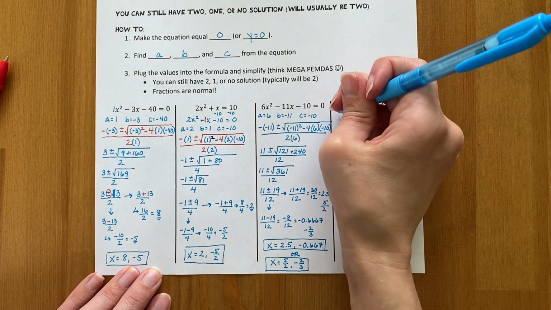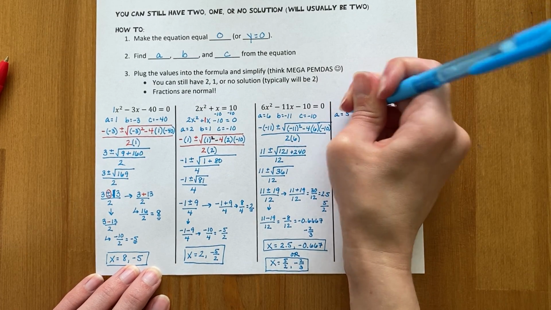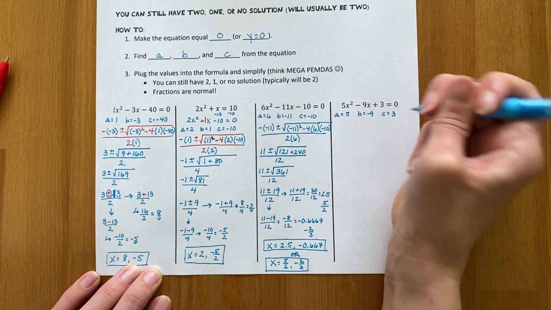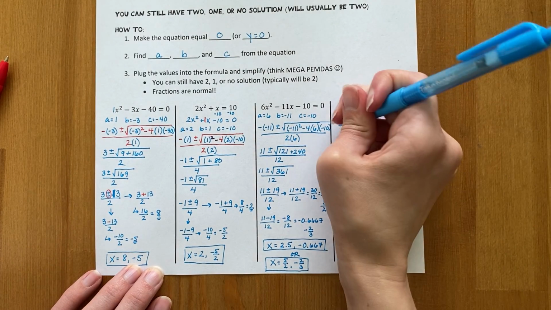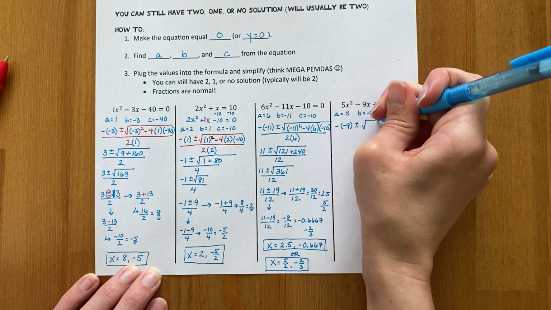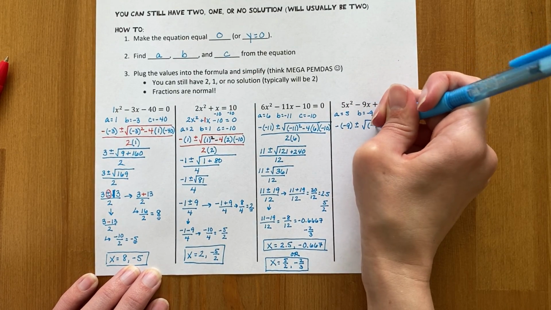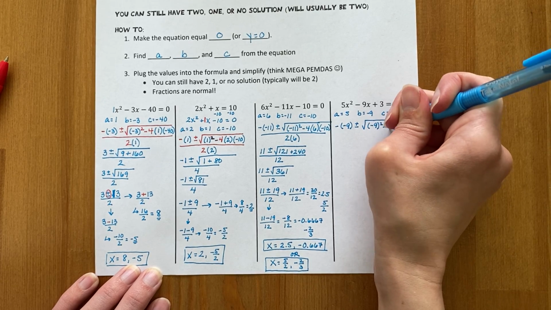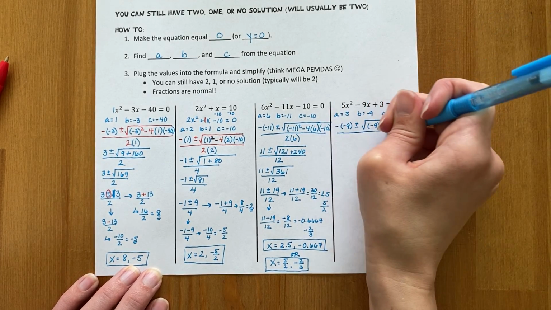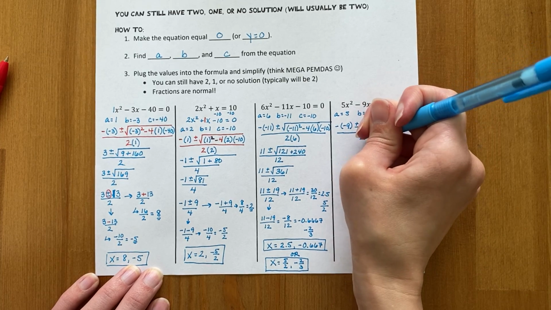All right, so if I grab my A, B, and C first, A is 5, B is negative 9, C is 3. So as I plug those in, I'm going to have negative b plus or minus the square root of b squared minus 4ac all over 2a.